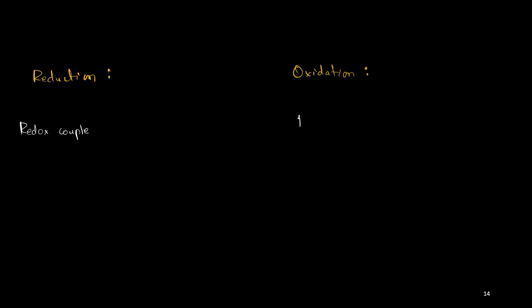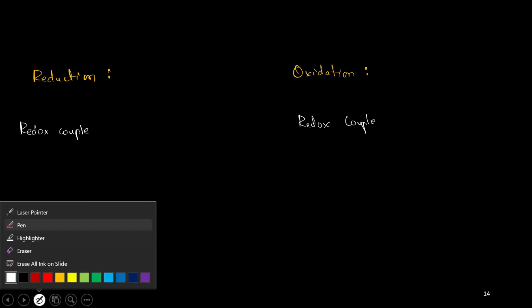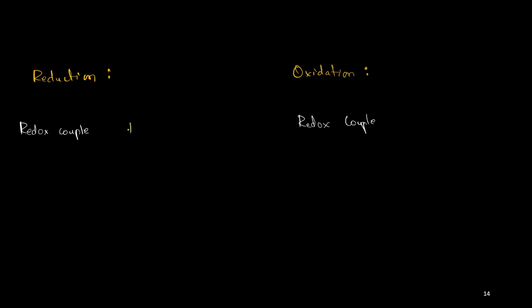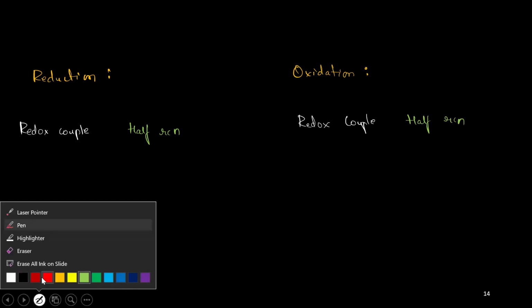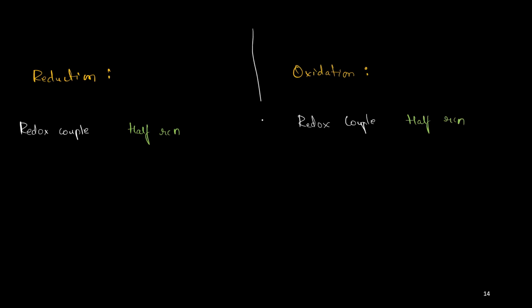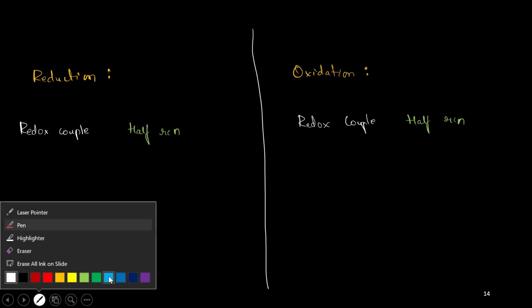Here also, as it is undergoing redox reaction, it's a redox couple. So what happens now? What is the half reaction that happened here? Here also the half reaction will happen. Let me divide this. So let's see what happens on the left side as a half reaction.